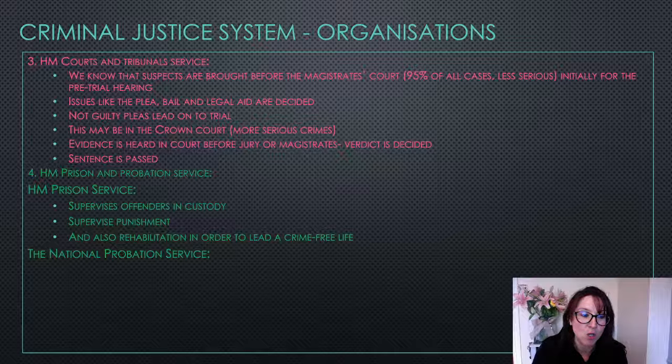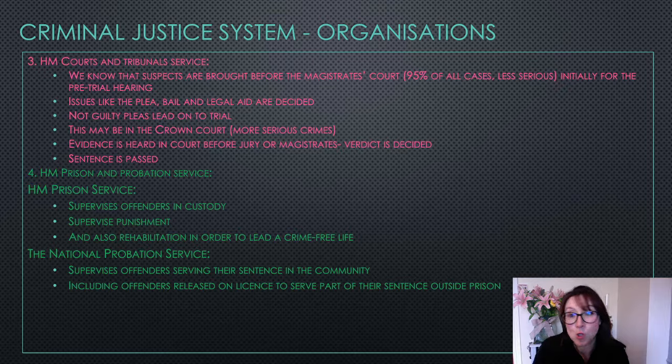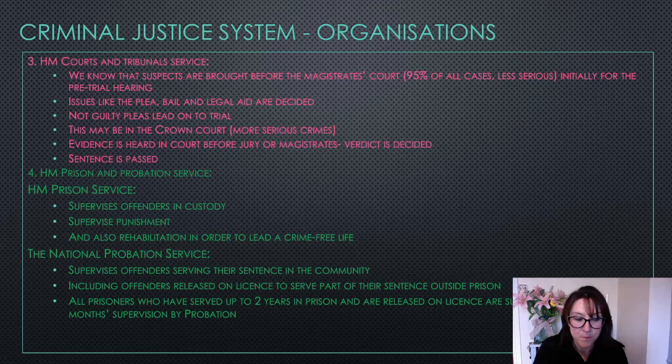And then this also is linked in with the National Probation Service. They supervise offenders serving their sentence in the community. So some offenders might be doing community service, they might be doing other things within the community, so they'll watch them or supervise them. Including offenders released on licence to serve part of their sentence outside of prison.